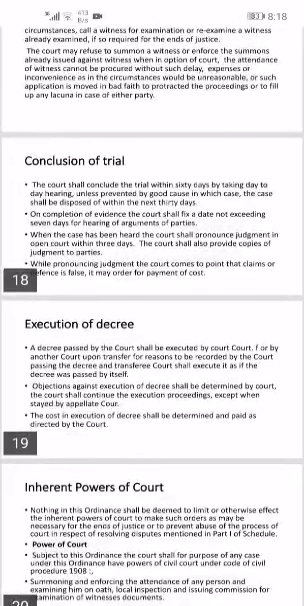Conclusion of trial. The court shall conclude the trial within 60 days by taking day-to-day hearing, unless prevented by good cause, in which case the case shall be disposed of within the next 30 days. On completion of evidence, the court shall fix a date not exceeding 7 days for hearing of arguments of parties. When the case has been heard, the court shall pronounce judgment in open court within 3 days. The court shall also provide copies of judgment to parties. While pronouncing judgment, if the court comes to the point that the claim or defense is false, it may order for payment of cost.